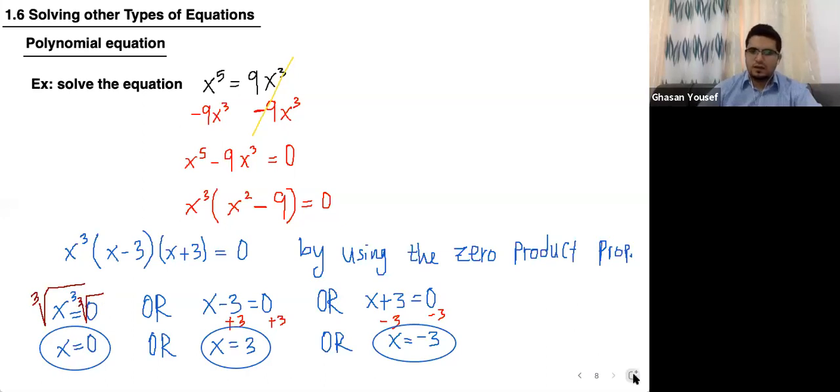Now another type of equation is the fraction expression. Example 2: another type of equation is called a fractional expression.